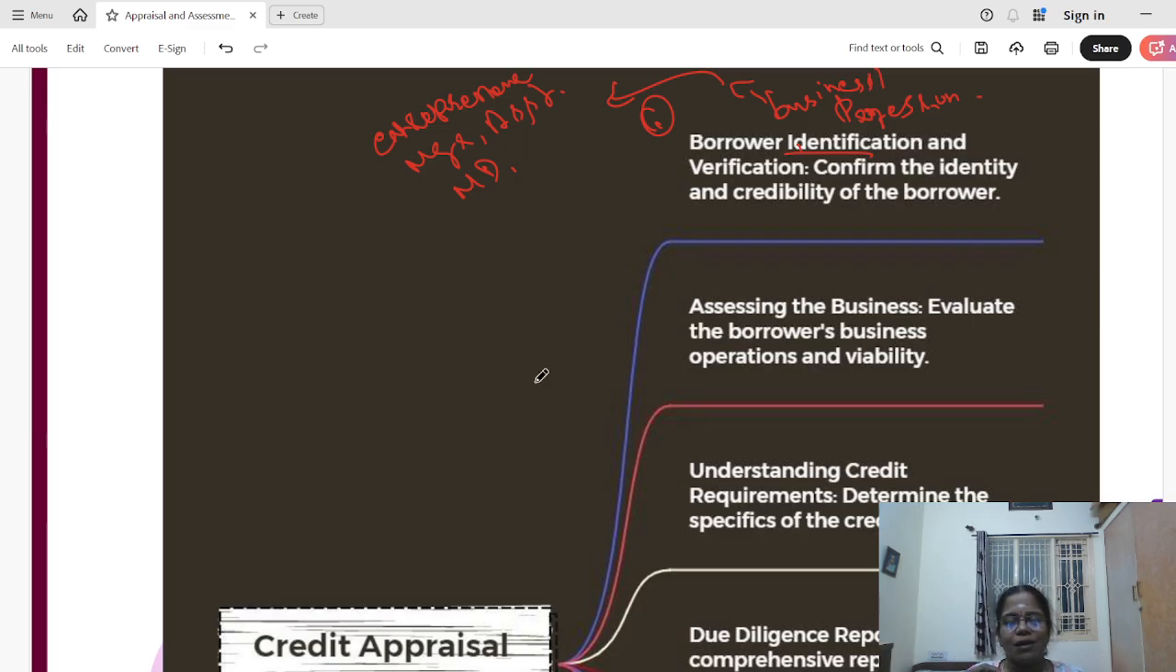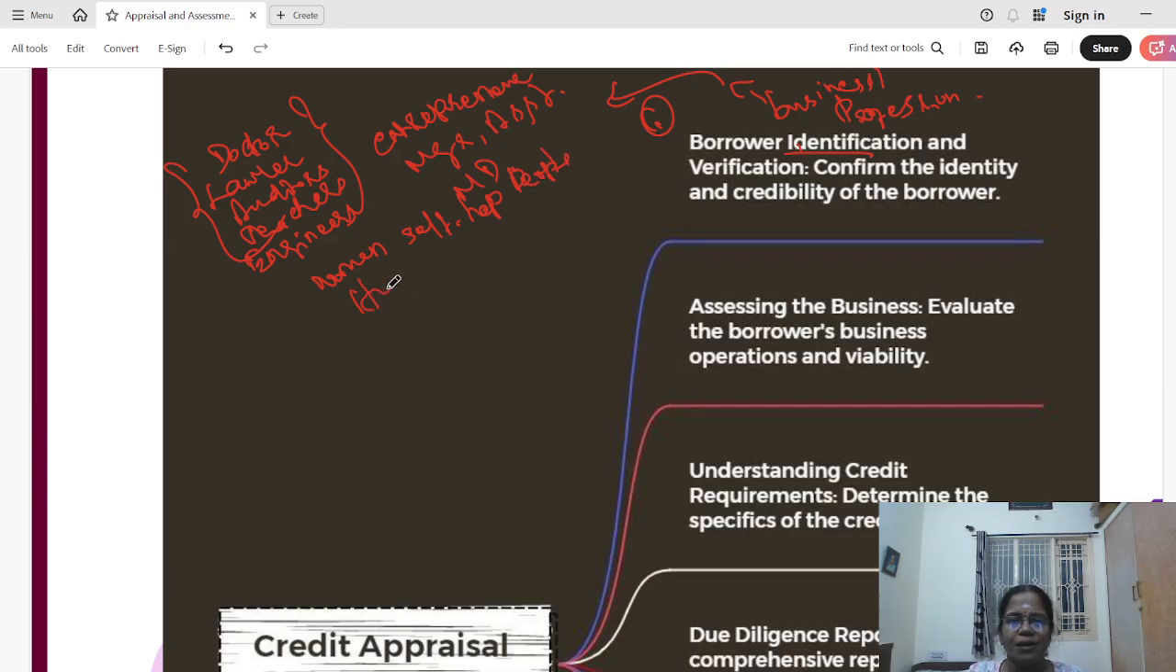When it comes to customers as individuals, their identity is defined by their profession: doctors, lawyers, auditors, teachers, engineers. This is the identity of the individual. For another category of people, such as women, self-help group members, or homemakers, the question is whether they can establish an entrepreneurial mindset. So this is the affiliation of the customers. These are the various identifications of borrowers, both individual and corporate.